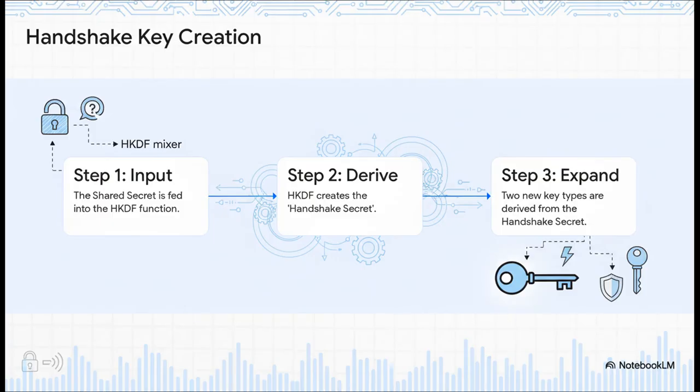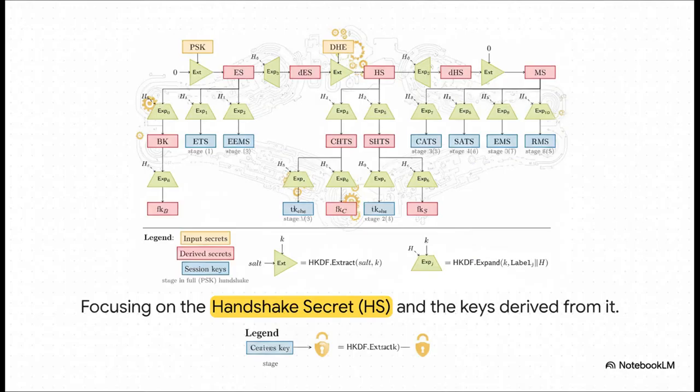We take that initial shared secret we just made, and we feed it into our HKDF mixer. The first thing that comes out is a new secret called the handshake secret. Then we take that handshake secret and immediately feed it right back into the machine to create two more, even more specialized types of keys. So let's go back to our blueprint and trace this path. You see that initial shared secret at the top?